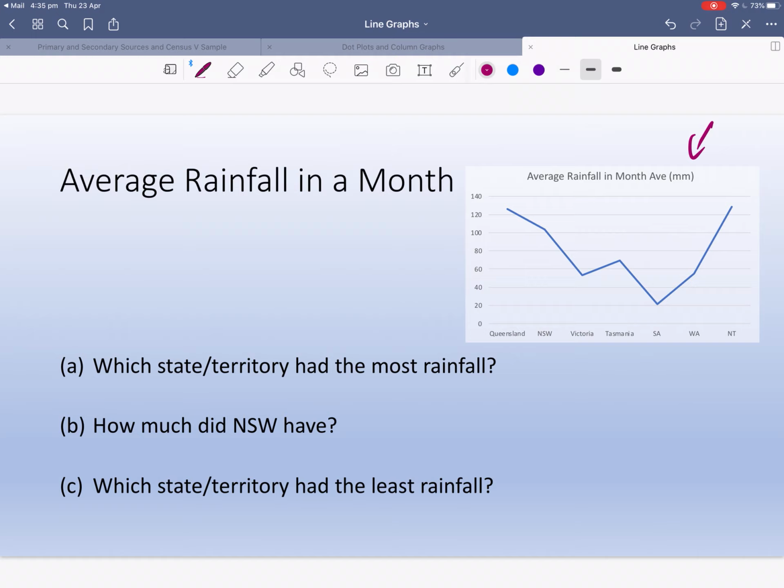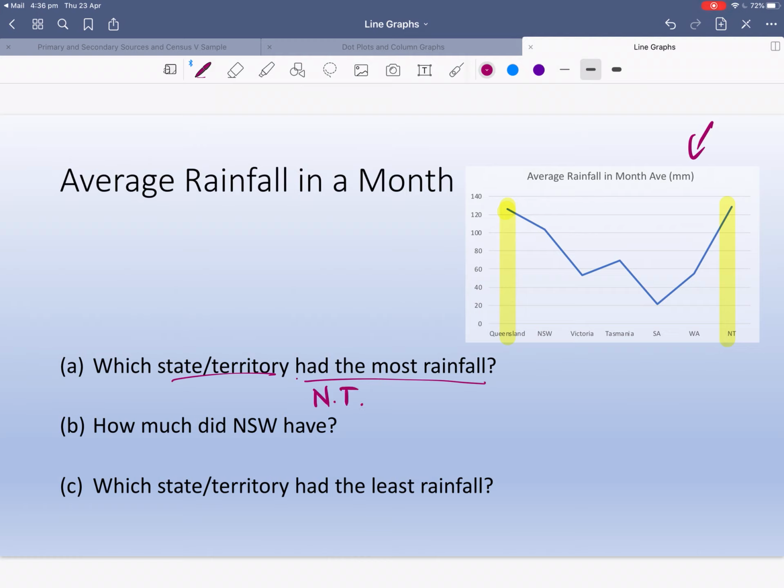So the first question is, which state or territory had the most rainfall? Okay, so if we look down the bottom, there's Queensland, New South Wales, Victoria, Tasmania, South Australia, Western Australia, and Northern Territory. The only one that's not there is the ACT, but I guess New South Wales will encompass that. Okay, so which one of them had the most rainfall? Well, it's the one that's got the highest peak. So it's in between Queensland, can you see that there, or Northern Territory. I actually think Northern Territory is slightly higher, so I'm going to go with Northern Territory. All right.